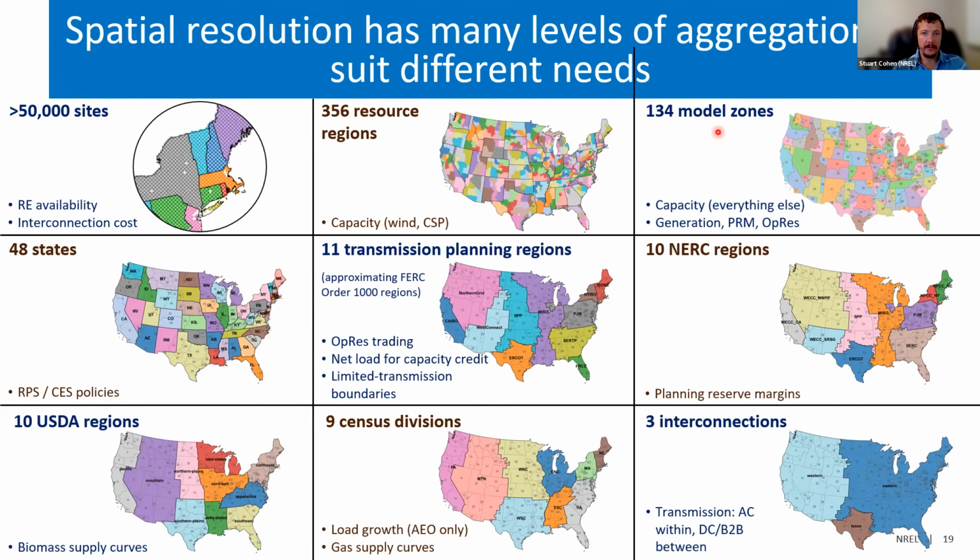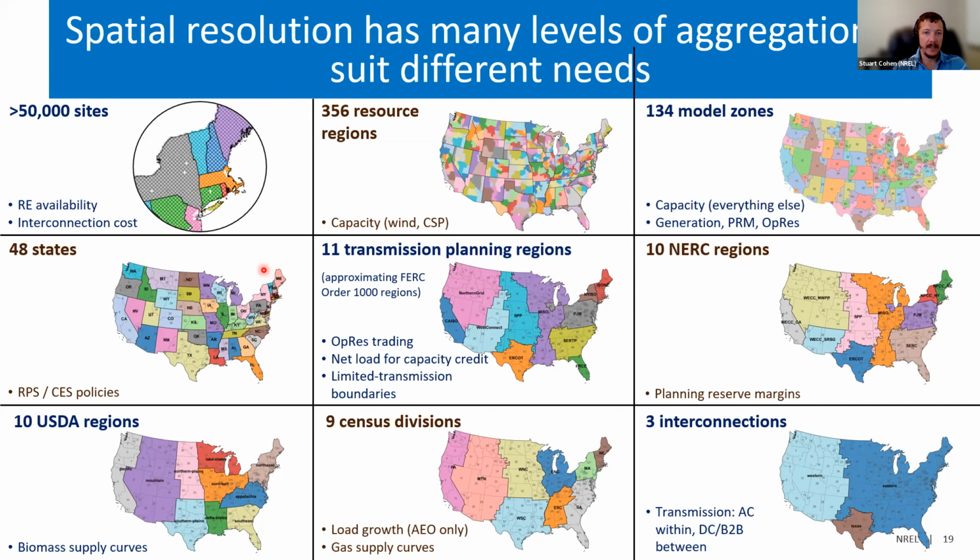This 134 zones or balancing areas is generally the resolution that we represent most technologies. But again, there are subcategories of technologies and things like that. I'll go into the next slide to get more resolution there. But this is where we're enforcing these constraints on things like electricity demand, planning reserves, operating reserves. And then kind of going up, we can aggregate from there.